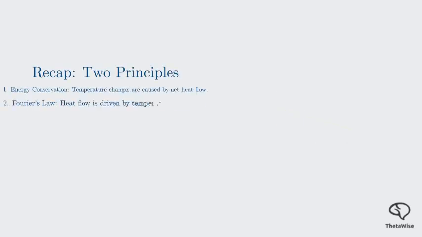So to recap, we have two principles. Energy conservation tells us that temperature changes are caused by net heat flow, and Fourier's law tells us how that heat flow is driven by temperature differences. Now we're ready to put it all together. Let's consider a small, one-dimensional slice of material, like a thin section of our metal bar. We'll call this slice dx thick. Heat can flow into it from the left side and out of it from the right side.